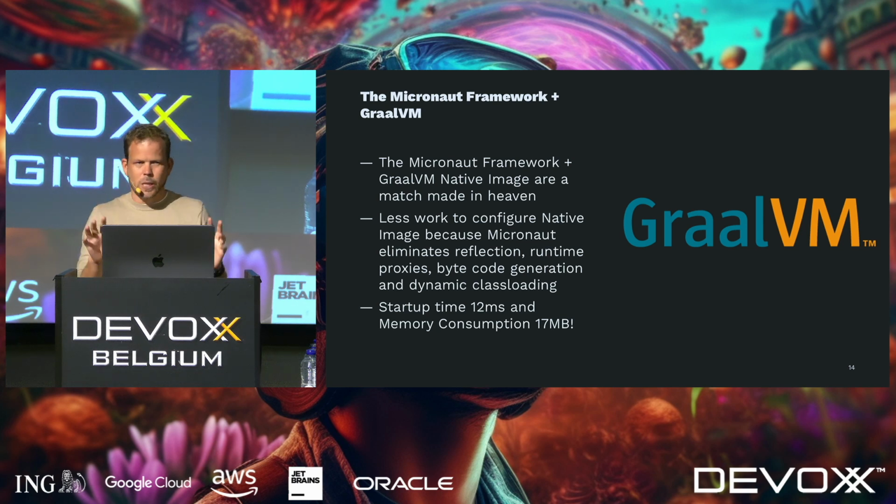Because Micronaut doesn't do any of that, you don't need to tell GraalVM anything. So the number of flags that you need to pass into the native image process to build an executable is significantly smaller compared to some other frameworks, right? Whilst a lot of frameworks generate a lot of native image configuration or native image flags to configure the tool correctly, there's none of that. It just works.